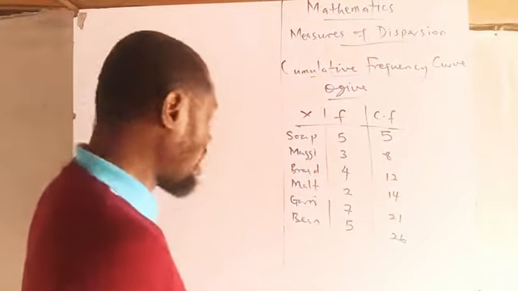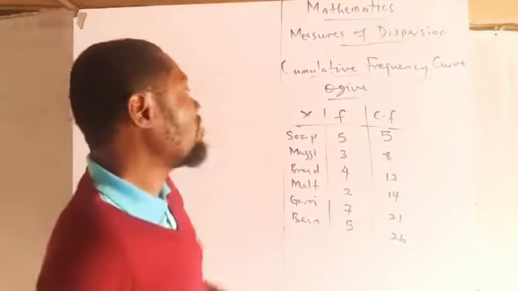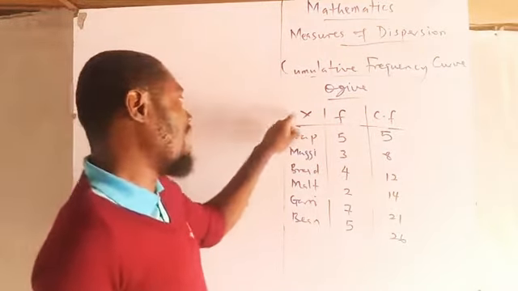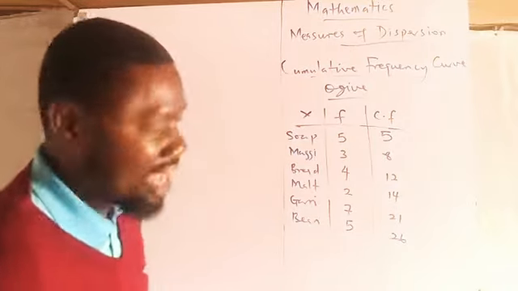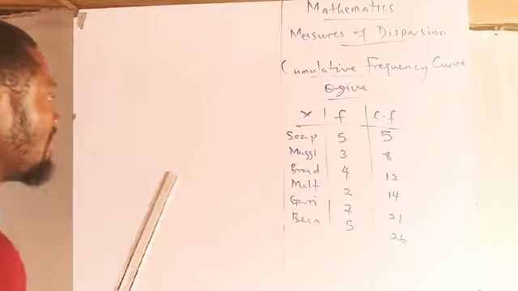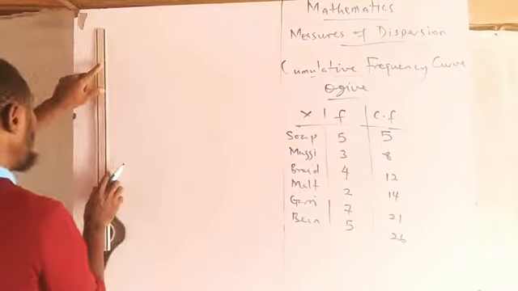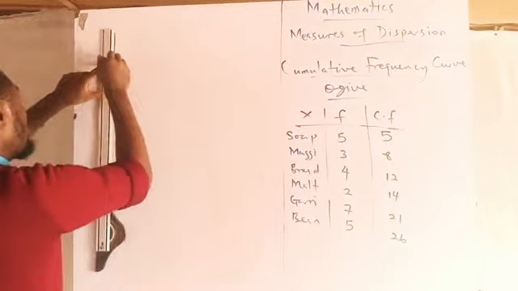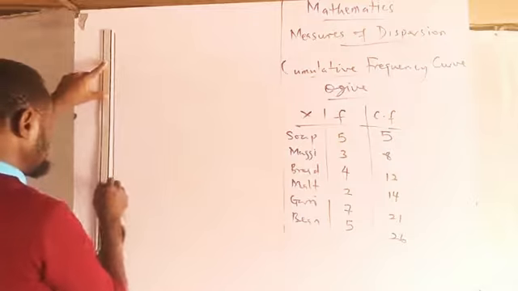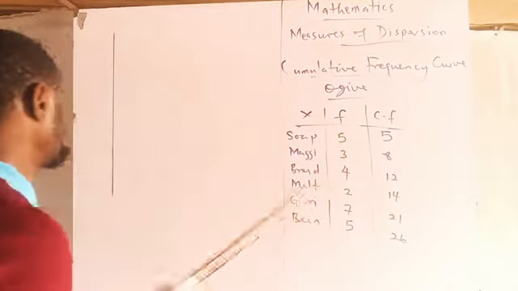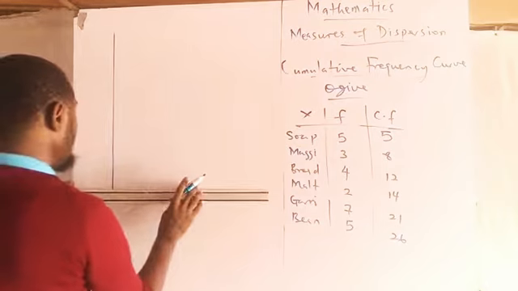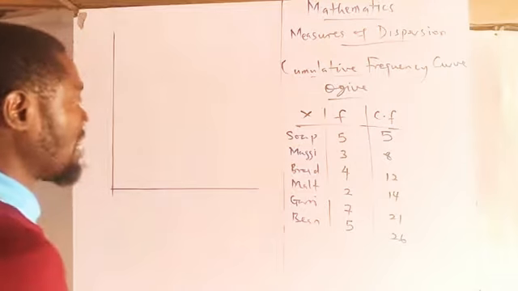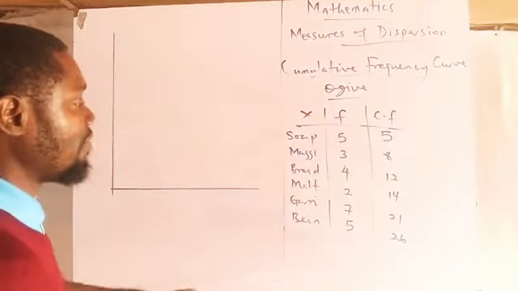So we are going to plot a graph where we have the cumulative frequency on the vertical axis and, as usual, our X or the items on the horizontal axis, and we're going to see how the graph will look. Cumulative frequency curve, which is also called the ogive. Draw the vertical line. Draw the horizontal line.